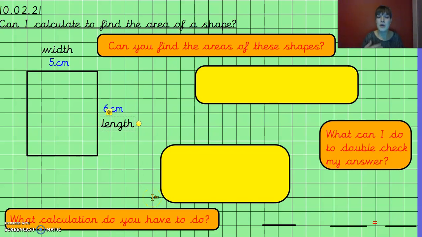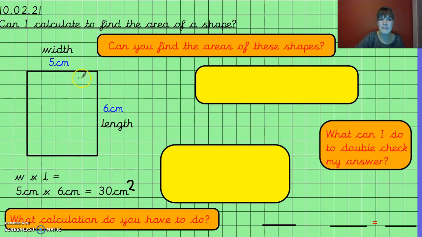Okay, so to find the area, we have to do width, W for width, times length, L for length, equals. So in this case, it is 5 times 6. And what does that equal? 5 centimetres. Let's get those centimetres, shall we? Times 6 centimetres equals 30 centimetres squared. Okay. So that's what it would look like when you are finding the area this way.